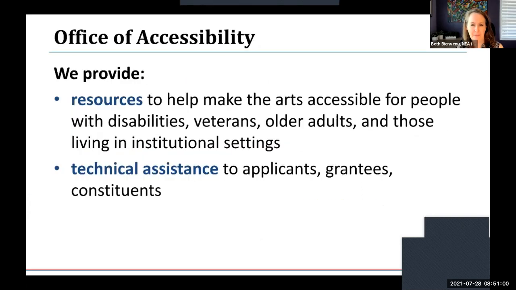Okay, so my office, the Office of Accessibility, provides resources to help make the arts accessible for people with disabilities, veterans, older adults, and those in institutional settings. We provide technical assistance to applicants, grantees, and constituents. And I wanted to note that we work with the 50 state arts agencies plus 6 territorial arts agencies and 6 regional arts organizations. Each one has an accessibility coordinator, and that's what Jenny Sanders is for the state of Missouri. And we work closely with them to provide technical assistance and training so that they can then assist organizations and individuals throughout their states.